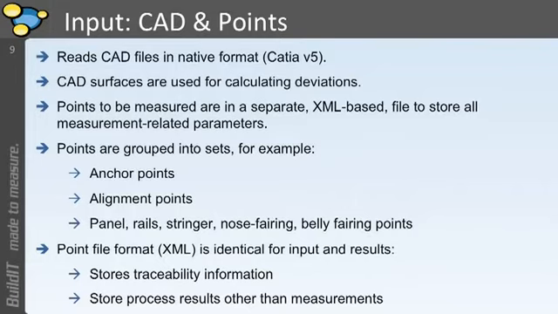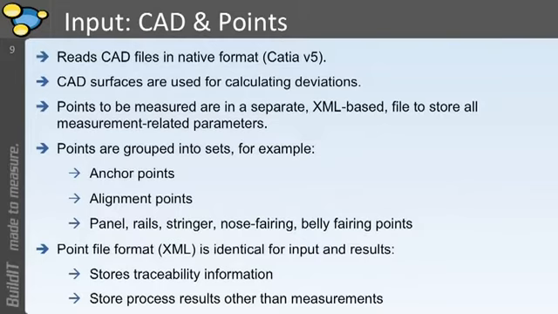Now one thing to note is that the point file, the XML file, is identical for both input and output, so the results. In the same file, we have all of the information required for the measurement, but once the measurement is done, we also store all of the results, so the coordinates that were actually measured, and any of the deviations that were computed to the surfaces or to the theoretical coordinates would also be stored in the XML file.